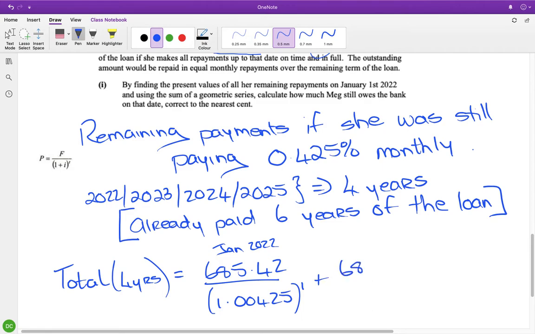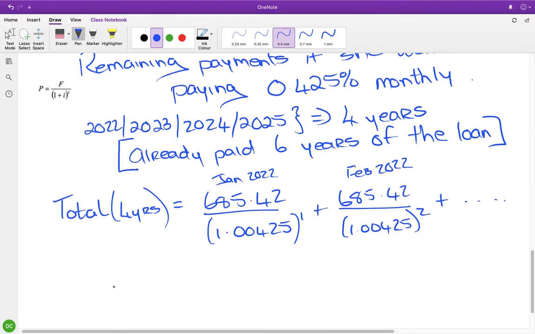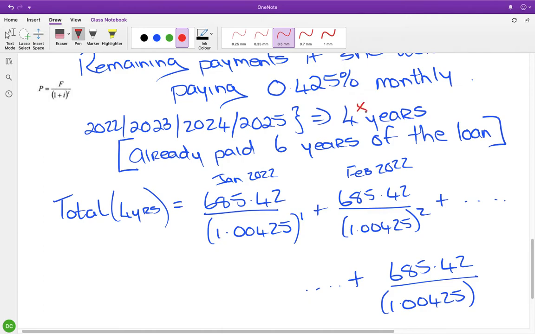The next payment then, 685.42. This is February 2022's payment. So that will include the same interest, but 2 months of it. Okay? And then keep on going, March, April, May, into 2023, so on. And then her final payment will be the same amount, but it will include 4 years. So these are months, so 4 by 12. So we're talking about 48 months worth of payments.